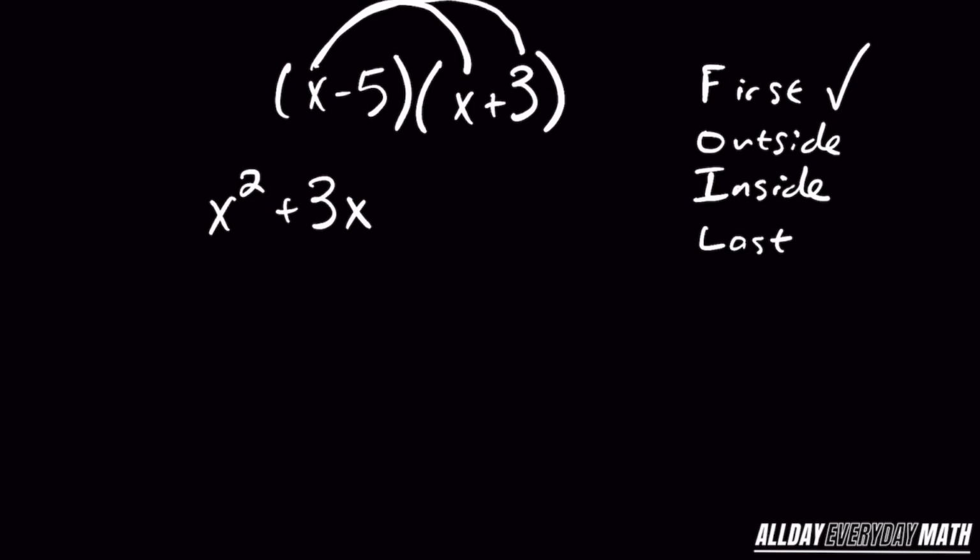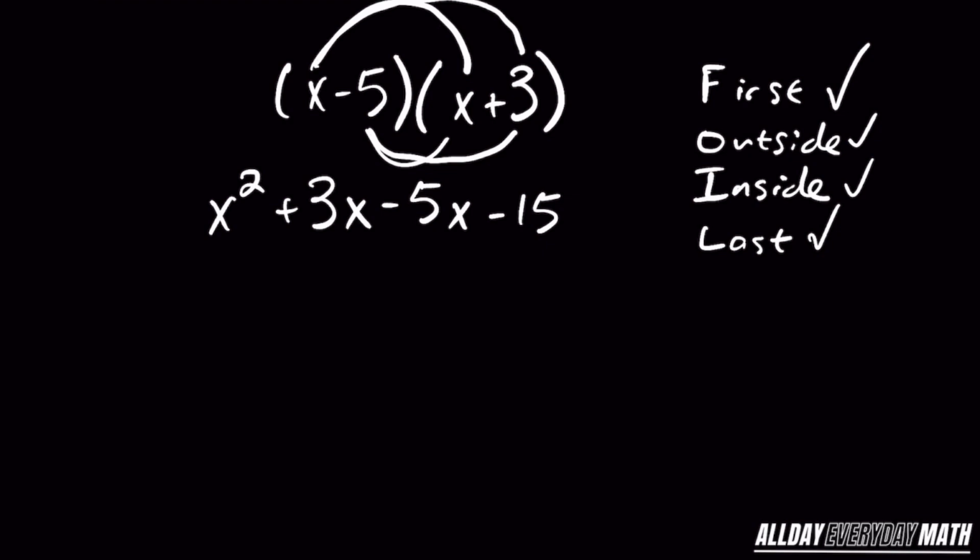All right, now we're going to do the inside terms. So negative 5 times x is going to give us negative or minus 5x. All right, negative 5 times x is negative 5x. And then lastly, we're going to multiply the last terms in each polynomial. So negative 5 times 3 is negative 15 or minus 15.